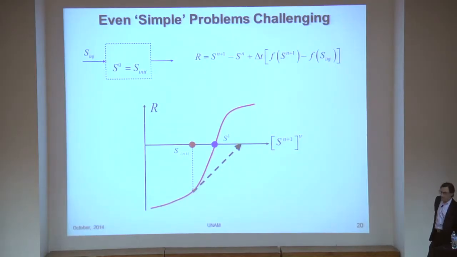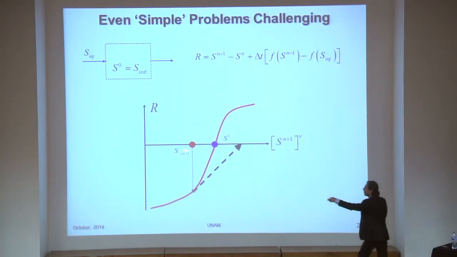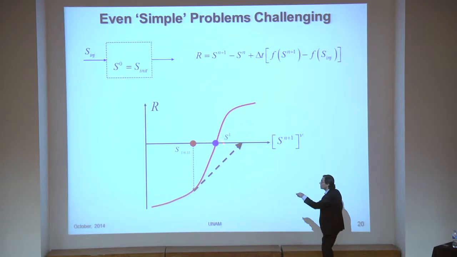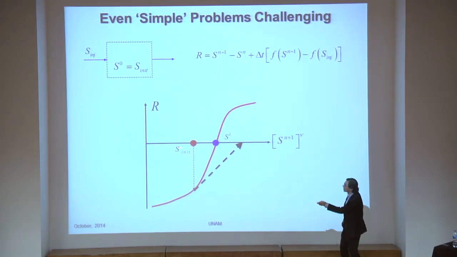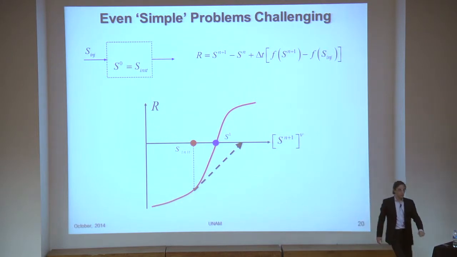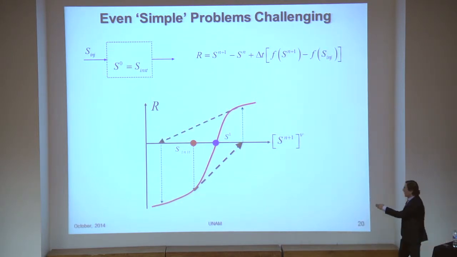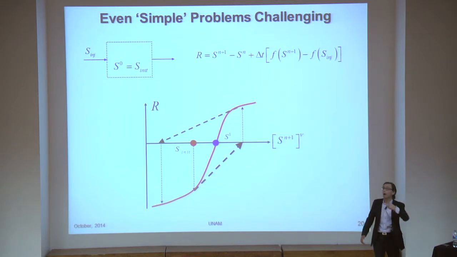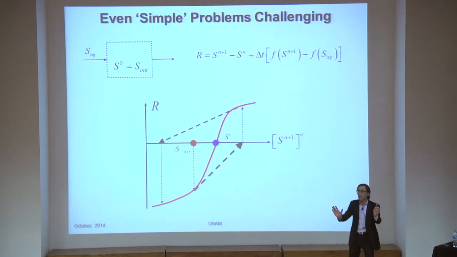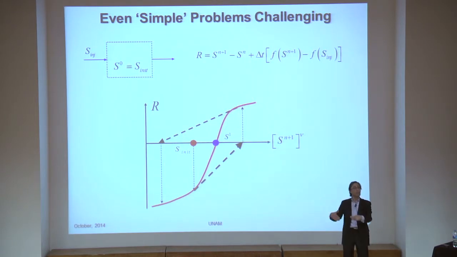I start with a guess. The root I'm looking for is the thing that makes R 0, which is this guy. So I start with an initial guess, S init. I take a tangent. That takes me to this point. I take another guess, and I am literally oscillating around the inflection point, right? So unless somebody interferes with this process, this is a non-convergent process.